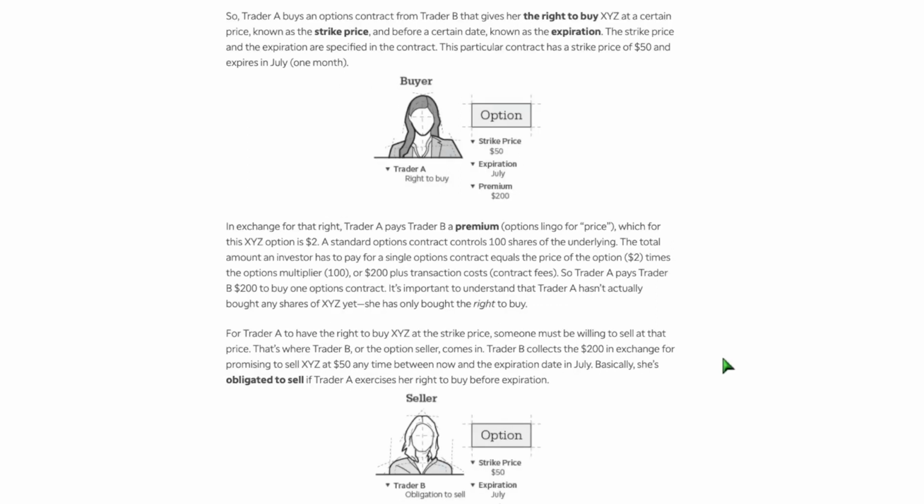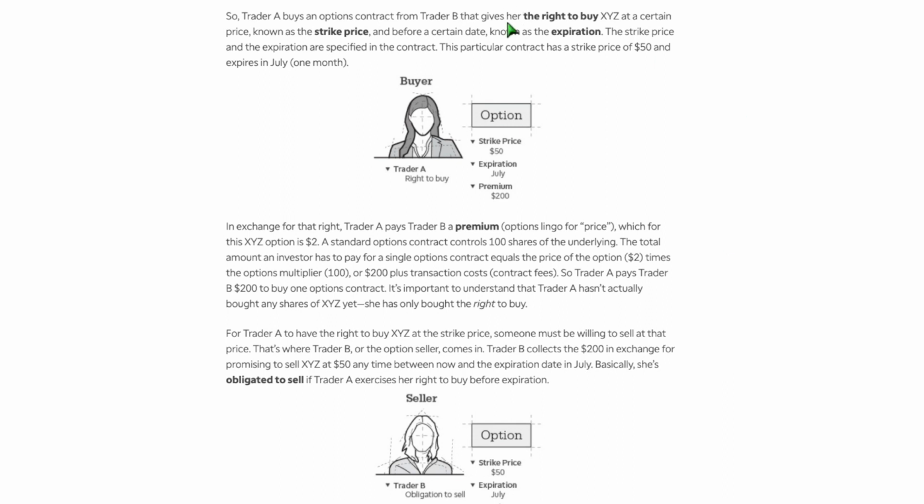So Trader A buys an options contract from Trader B. That gives her the right to buy XYZ at a certain price known as the strike price, and before a certain date known as the expiration. The strike price and the expiration are specified in the contract. This particular contract has a strike price of $50 and expires in 1 month. So these are very, very important, and we can see them in bold.